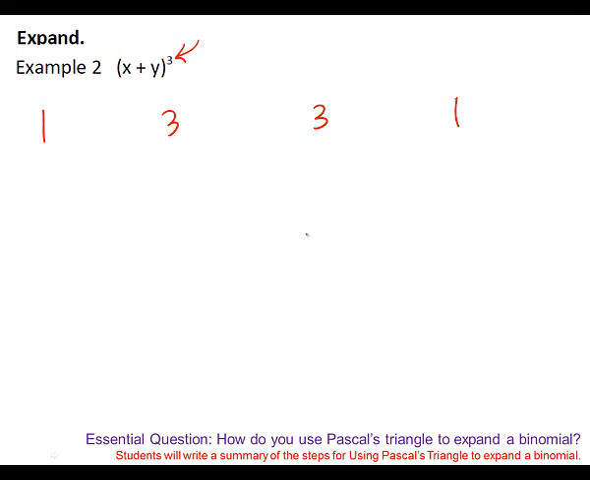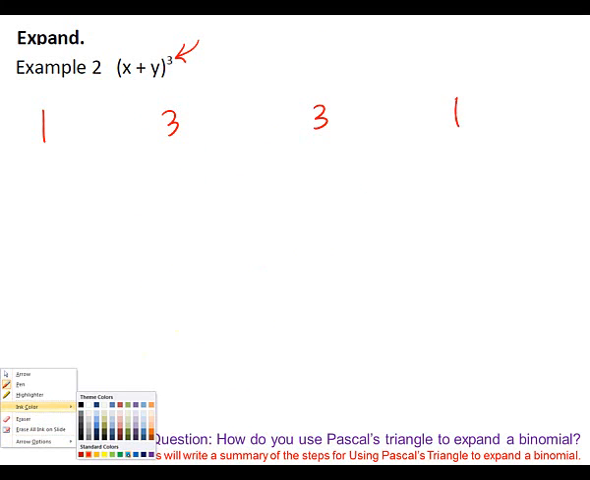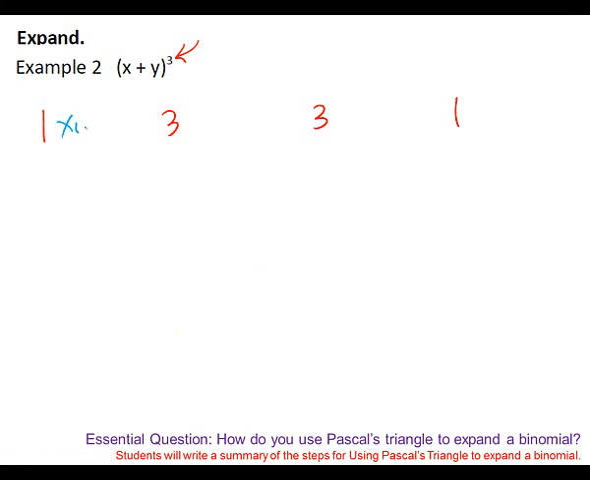1, 3, 3, 1. Perfect. Okay. Now I'm going to write my variables in there. I'm going to do this every time. I know my variables are x, y, so I'm going to write x, y in there every time, or at least on this one. Whatever's in the front, whatever's in the back, I write them in there.